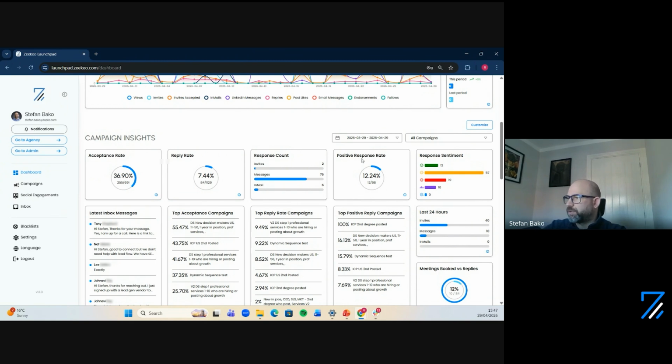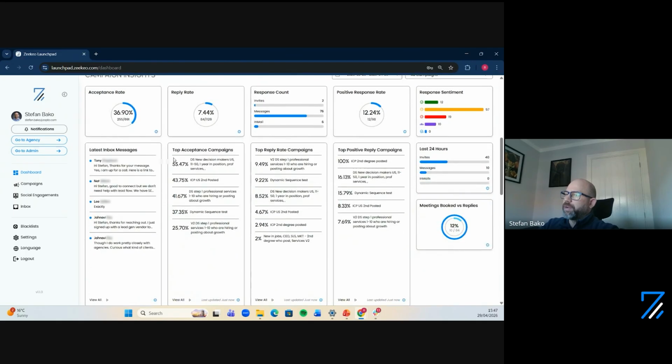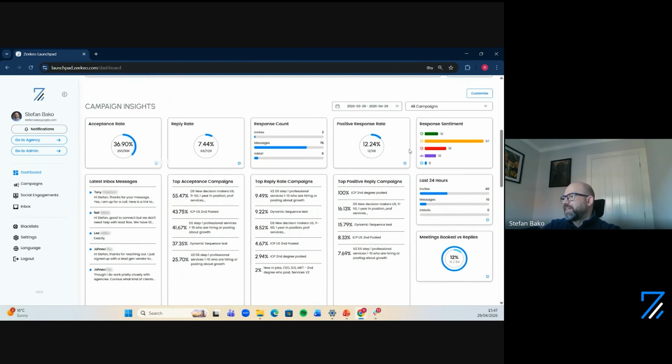Now, this is an important metric, the average positive response rate across all your active campaigns. Mine is 12%. I should be happy around 20%. As I've shown you in the campaign sections, I have variations between campaigns, and I have a fresh campaign. Response sentiment, again, for this period, it breaks it down. You can also have the meetings booked and the deals closed. And then we have the latest inbox messages, top acceptance campaigns, top reply campaigns, and top positive reply campaigns. But I don't really need these metrics.